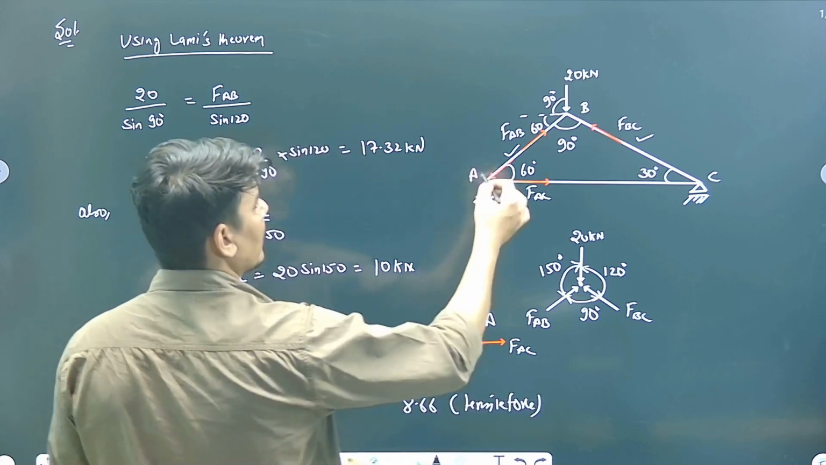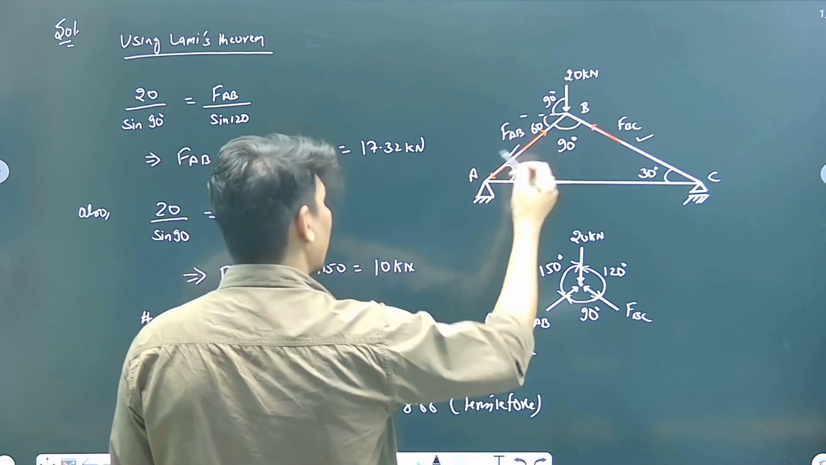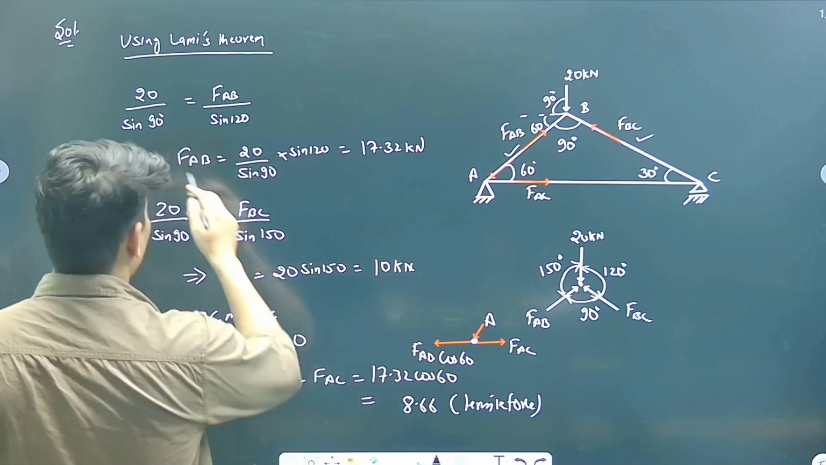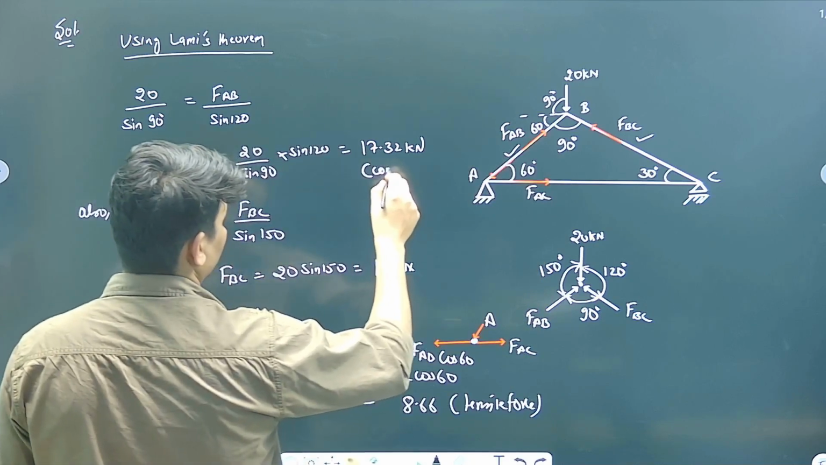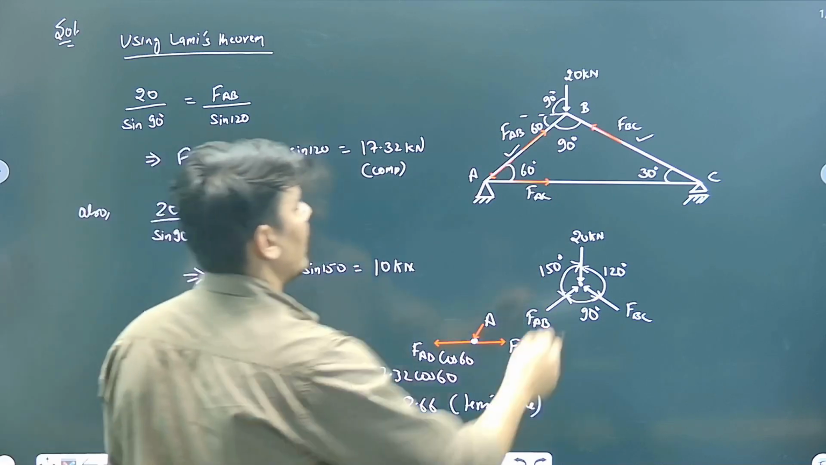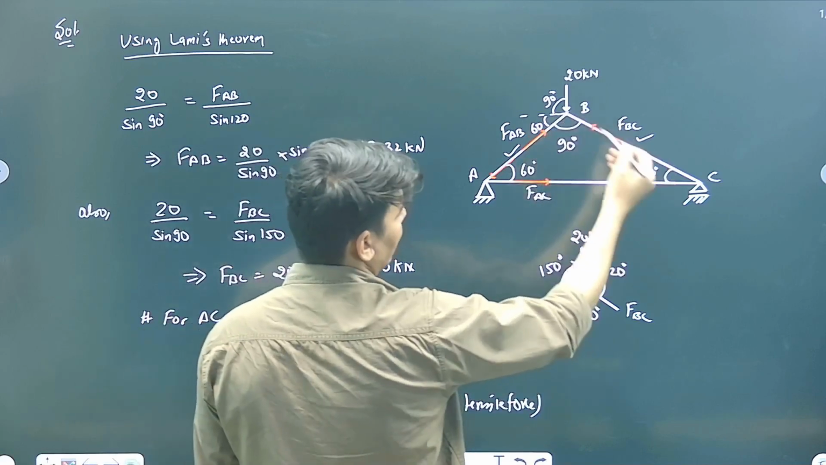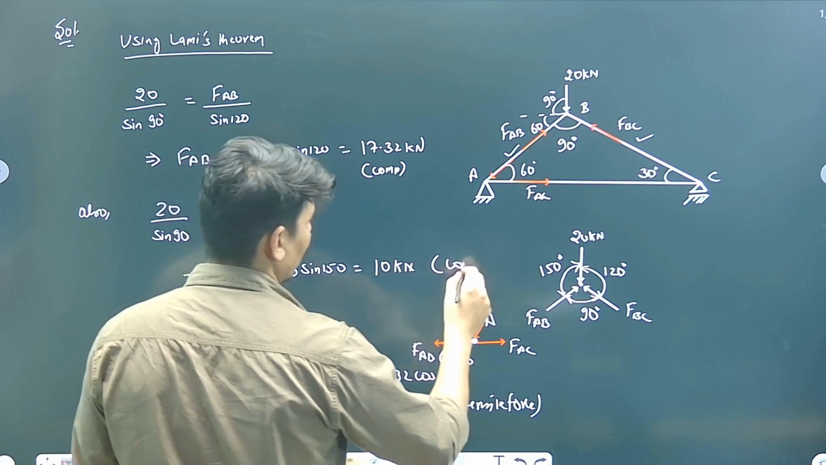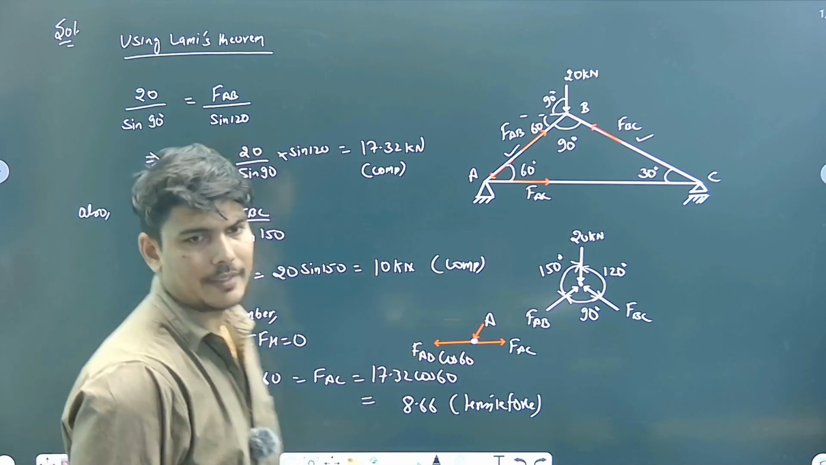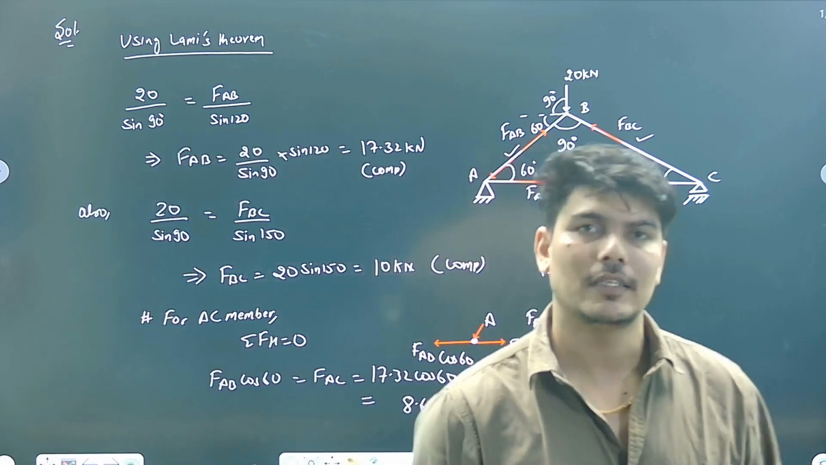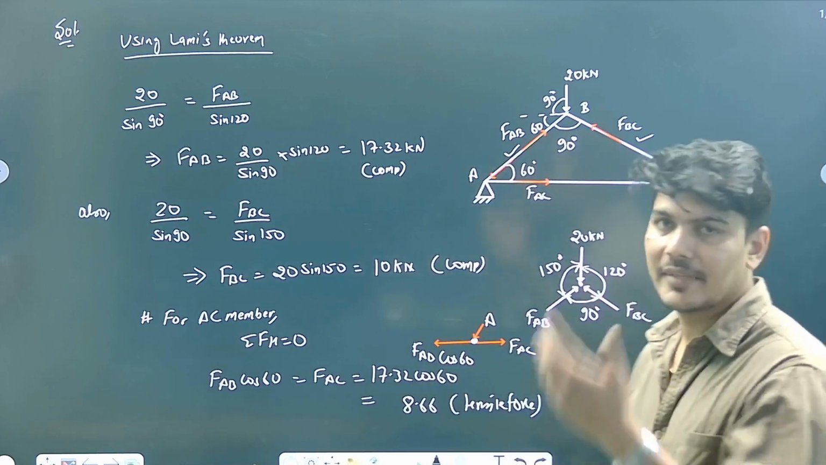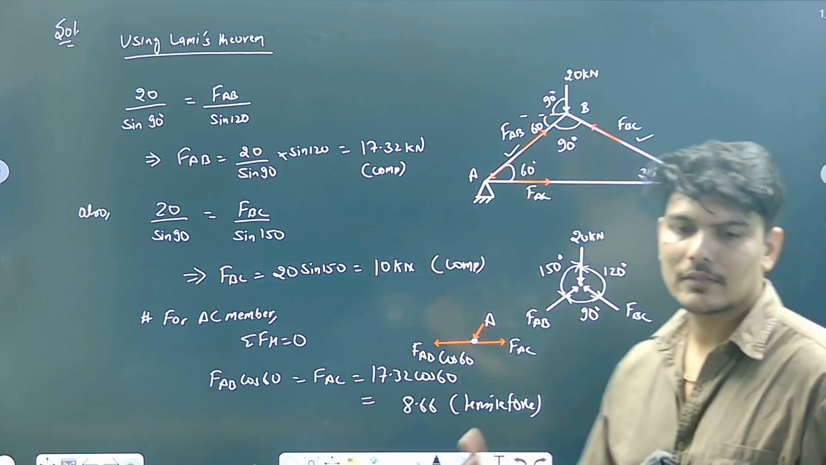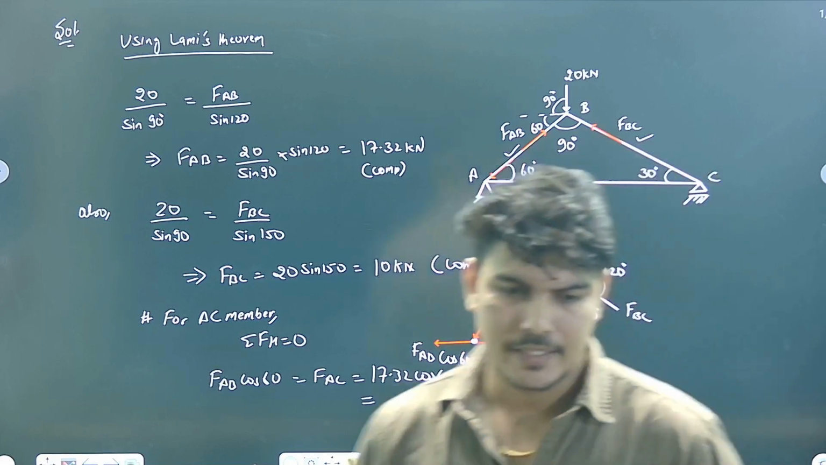Similarly, I have considered force in AB member as compressive. AB is compressive in nature. Similarly, the direction at joint B is considered as compressive. So force in BC member is also compressive. Right. So this is the shortcut method solved by Lami's theorem. When you do practice, it will take less time. Okay.